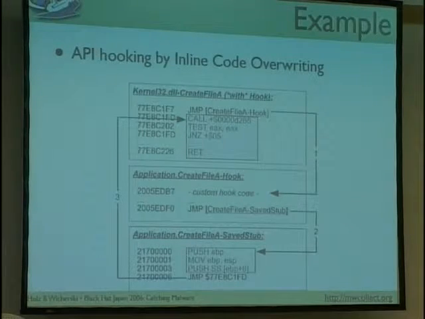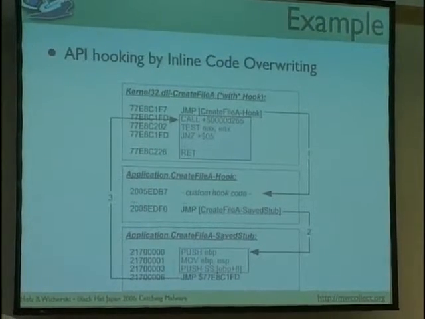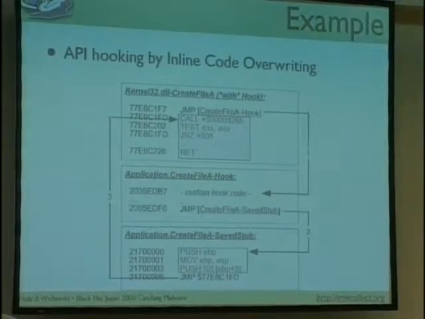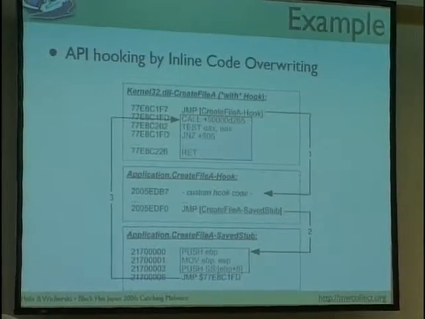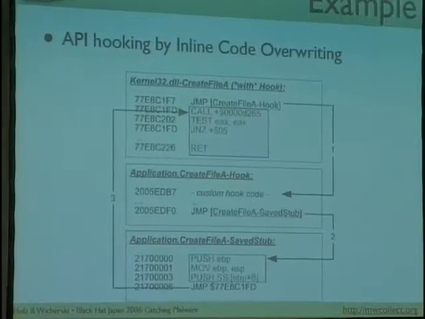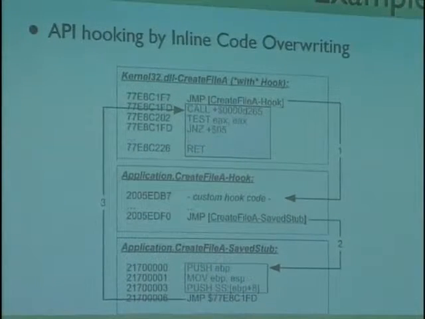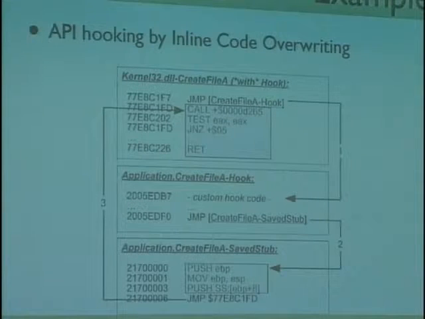Now, how does CW Sandbox actually hook these calls? It's a very simple method called inline code overwriting. Normally, you have your normal jump to CreateFile. But what it does, it first executes that function, and then after executing the function, no, sorry, I'm wrong here. It jumps to the hooked code, which is overwritten. This jump gets overwritten by their code.